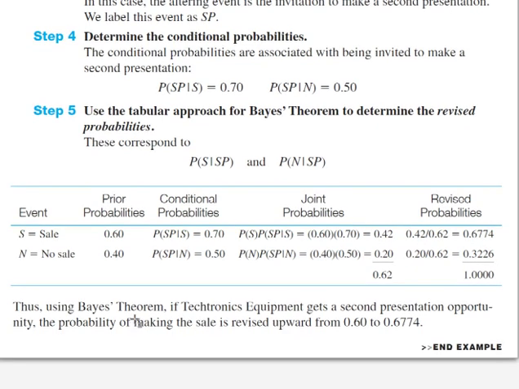Thus, using Bayes' theorem, if Tektronix Equipment gets a second presentation opportunity, the probability of making the sale is revised upward from 60% to 67.74%, which is a bit higher percentage of chances of making a sale.